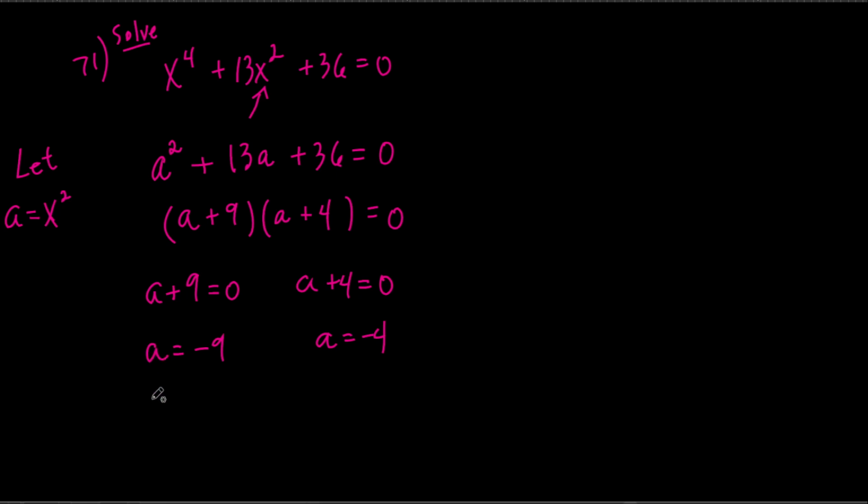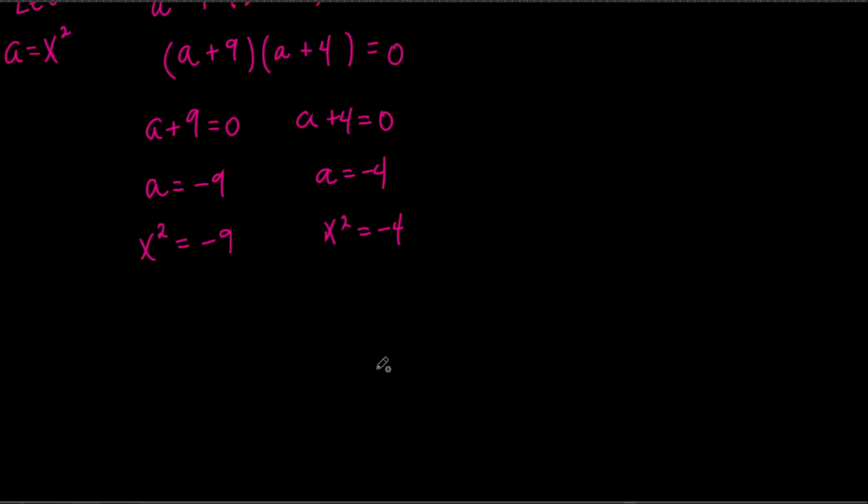So instead of writing A, I'm going to go back and substitute in that X squared. So now X squared is equal to -9. And same thing here. X squared is equal to -4. Scoot it up. Now we can actually solve for X. We've done this several times already today. So we take the square root, put a plus or minus, take the square root of that, put a plus or minus.